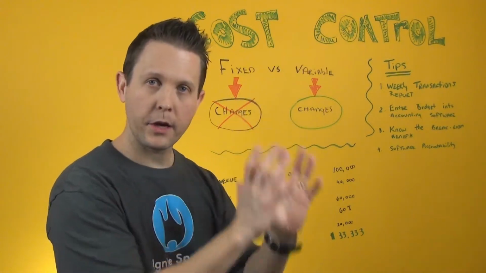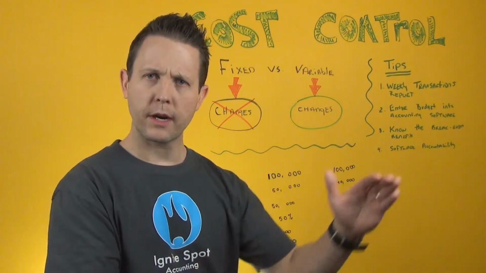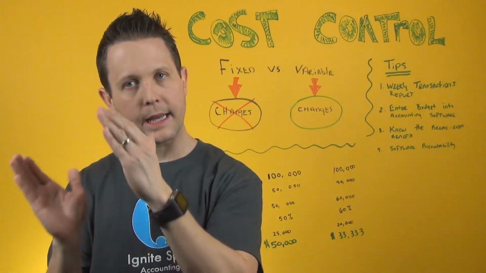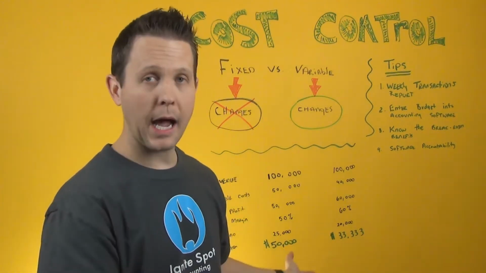So again, figure out what your fixed costs are and set a budget. Try to cut out X number of dollars. Look at what your variable costs are and figure out how to get your cost per unit down. And watch what happens to your break-even point.